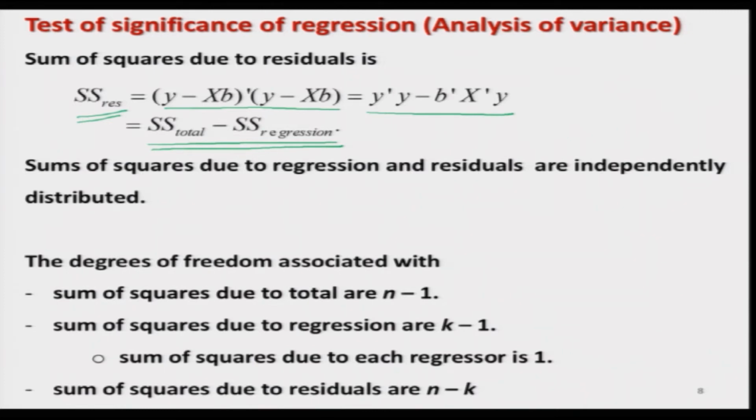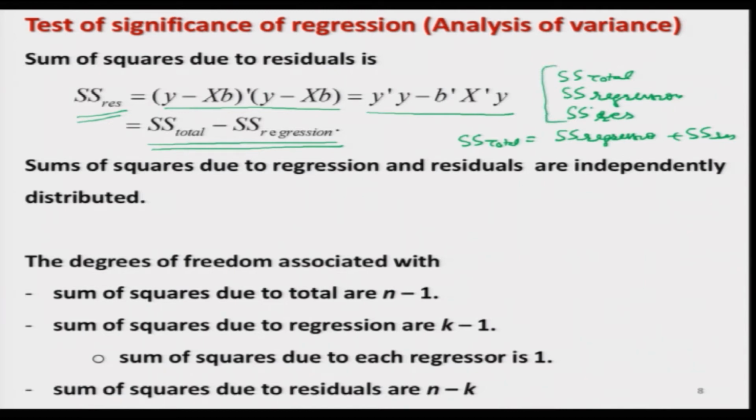So, it is advisable in the case of analysis of variance that you have 3 components: SS total, SS regression and SS error or res, and there is a relationship: SS total is equal to SS regression plus SS res. So, we recommend that you compute any 2 components from the data directly using the formula, and obtain the third component by subtraction using this relationship.